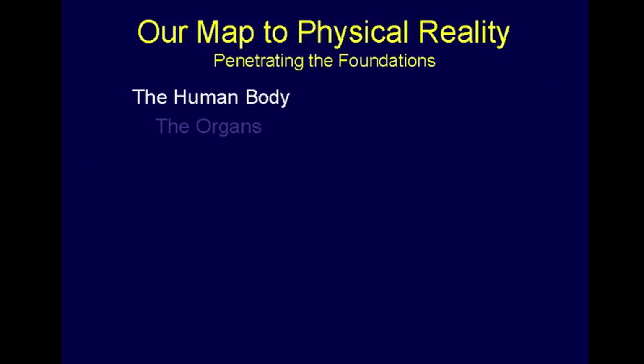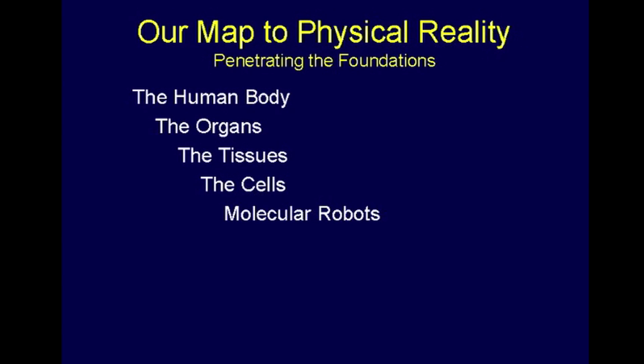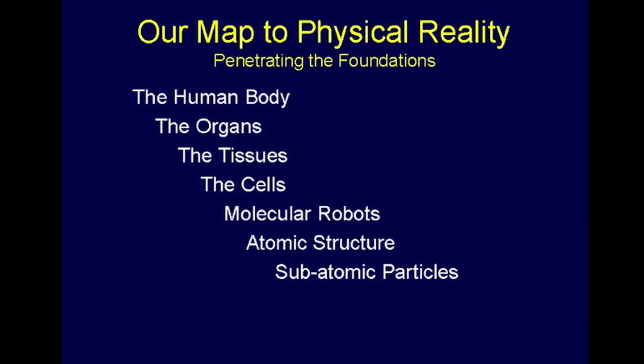So we have a map of physical reality we're going to pursue during this study. The human body is where we're going to end up. There are organs. The organs are made up of tissues. Tissues are made up of cells. Cells are basically made up of molecular robots. The robots are built from an atomic structure, the atomic structure from subatomic particles. And the subatomic particles have no locality. You cut them in half, they no longer are local. They're everywhere in the universe. A very bizarre discovery about the non-locality of these subatomic particles.